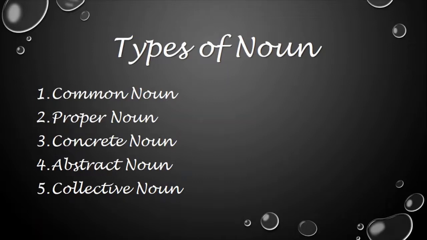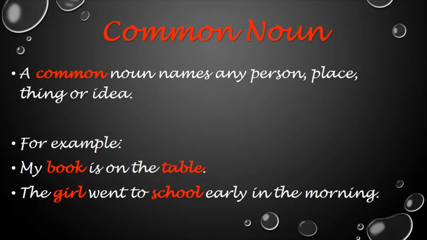Further, noun is categorized into 5 categories: common noun, proper noun, concrete noun, abstract noun and collective noun. Common noun, as it is clear from the name, talks about the common things. A common noun names any person, place, thing or idea. For example, my book is on the table. Here book and table, they both are common noun. The girl went to school early in the morning. In this sentence, girl and school, they both are common noun.